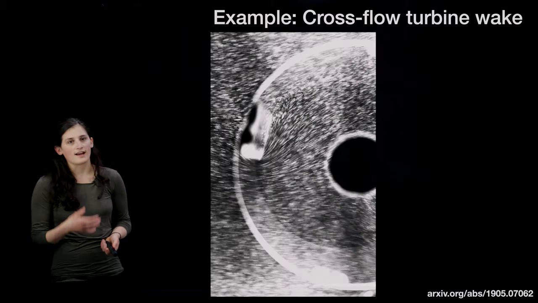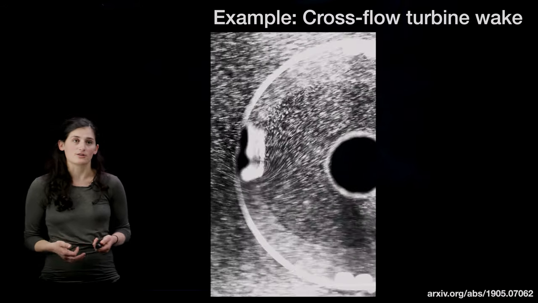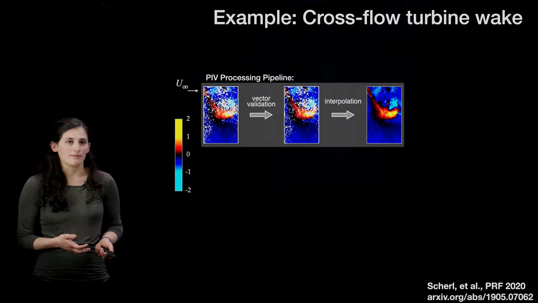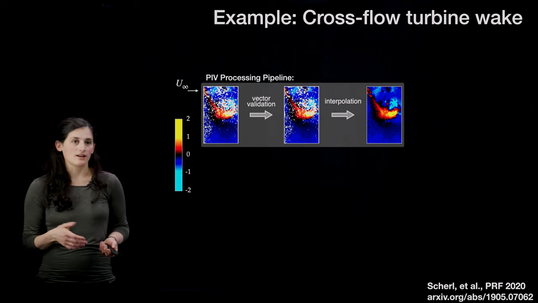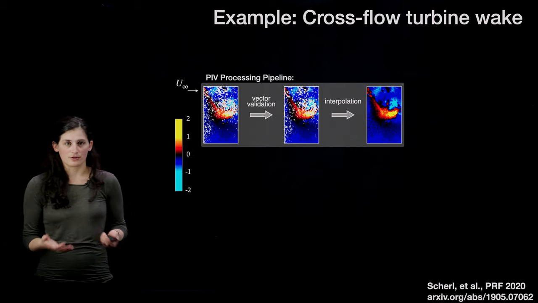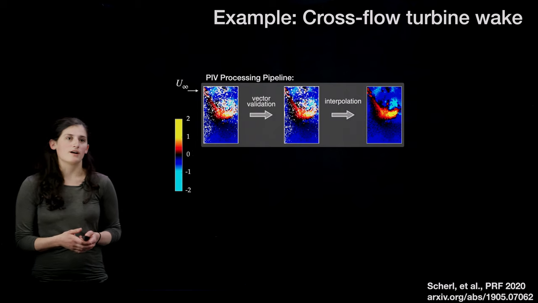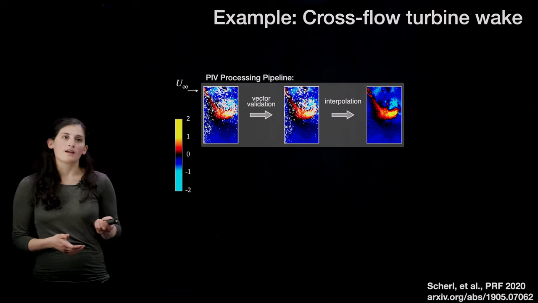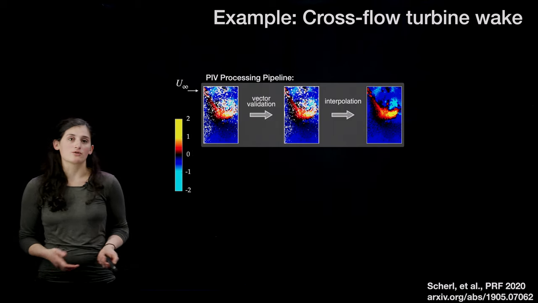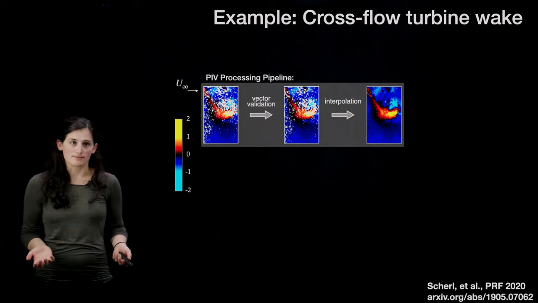So finally, we're going to look at an example to see how this method performs on data that we actually care about. We have this crossflow turbine where we have a frame and we're looking at the wake. Here we're looking at the U velocity, or the streamwise velocity. You can see that there are these regions of higher velocity shown in yellow and cyan. And the white measurements are missing measurements. So here we're treating those missing measurements as corrupt measurements.